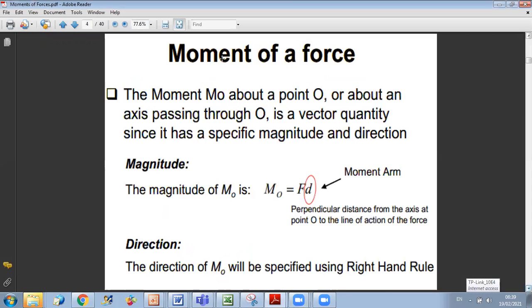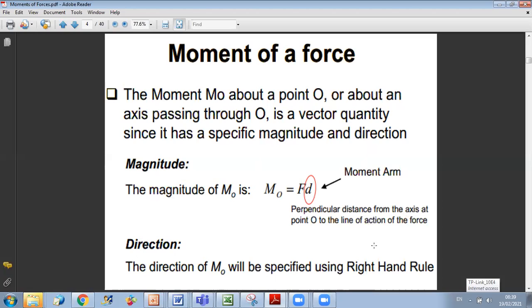Now, what is, by definition, the moment of the force? The moment of force about point O or about an axis passing through O is a vector quantity since it has a specified magnitude and direction. Now the magnitude is given by F times D, where F is the magnitude of the force and D is the moment arm, which is the perpendicular distance from the axis at point O to the line of action of the force. Now, concerning the direction, the moment vector will be specified using the right-hand rule.